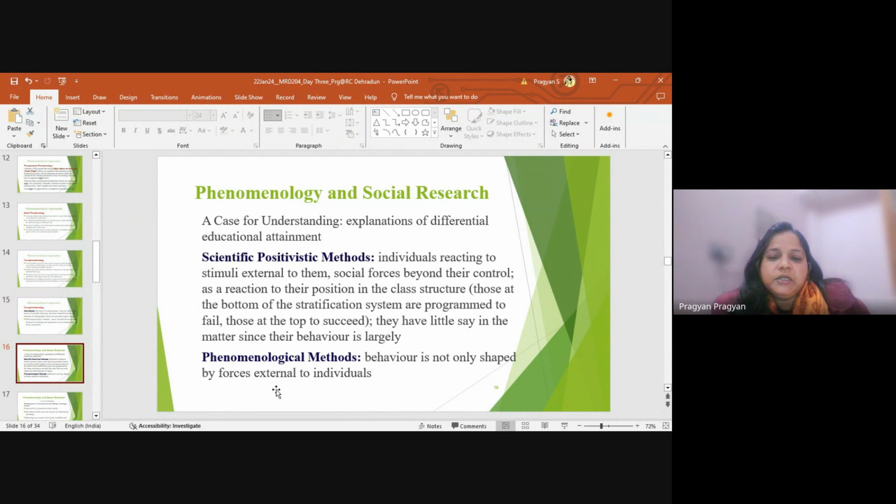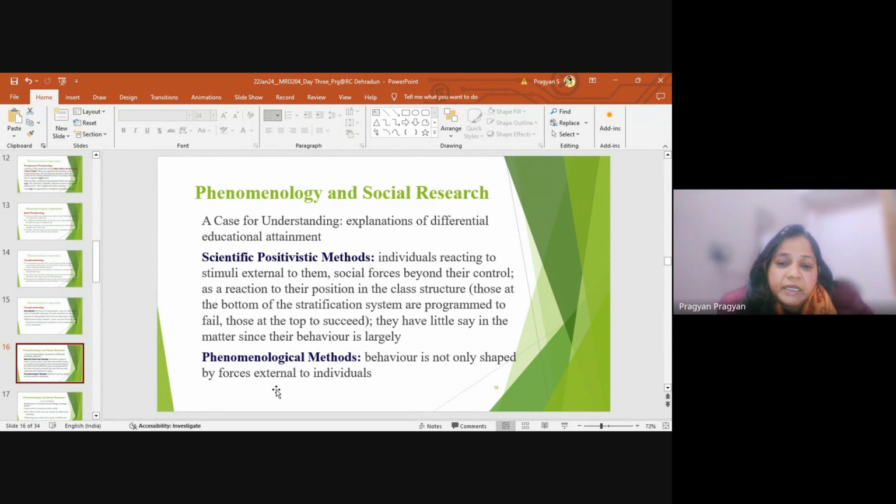This slide is focusing to make you realize how things differ. The positivistic approach says a few things about set standard patterns, like they consider that individuals react to external stimuli. So they think that this is a kind of class structure, or parents who are working very well with their children, those children are performing very well, but they have little say in the matter, because there are so many factors that are not included in that observable positivistic approach.